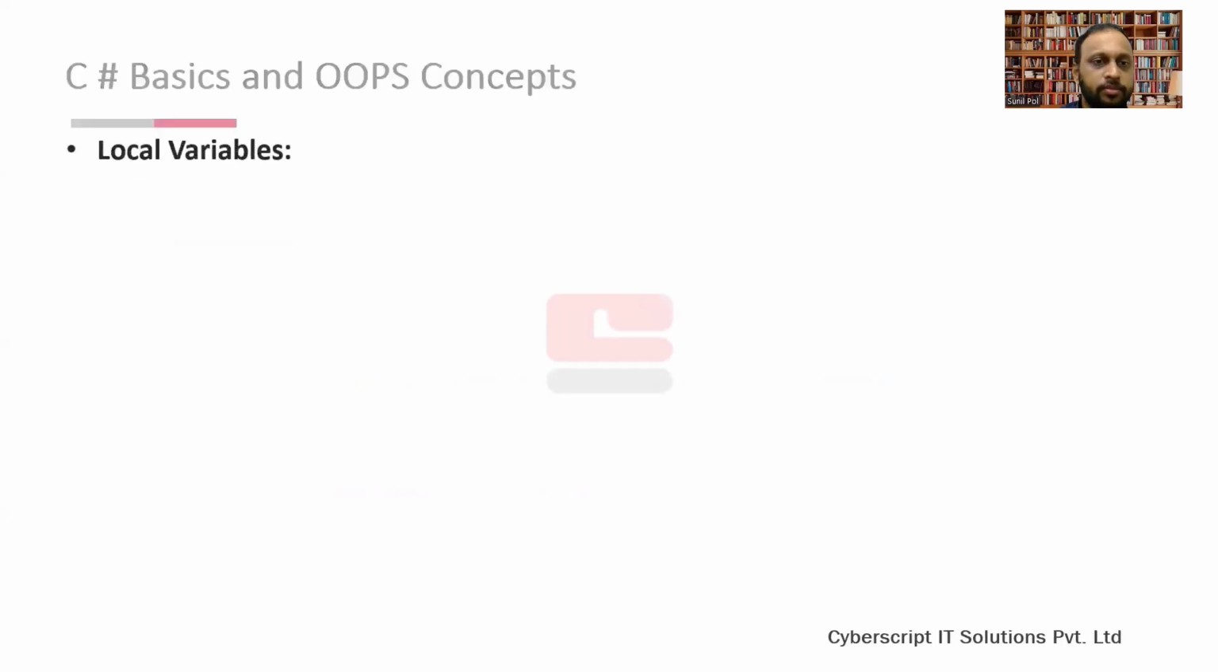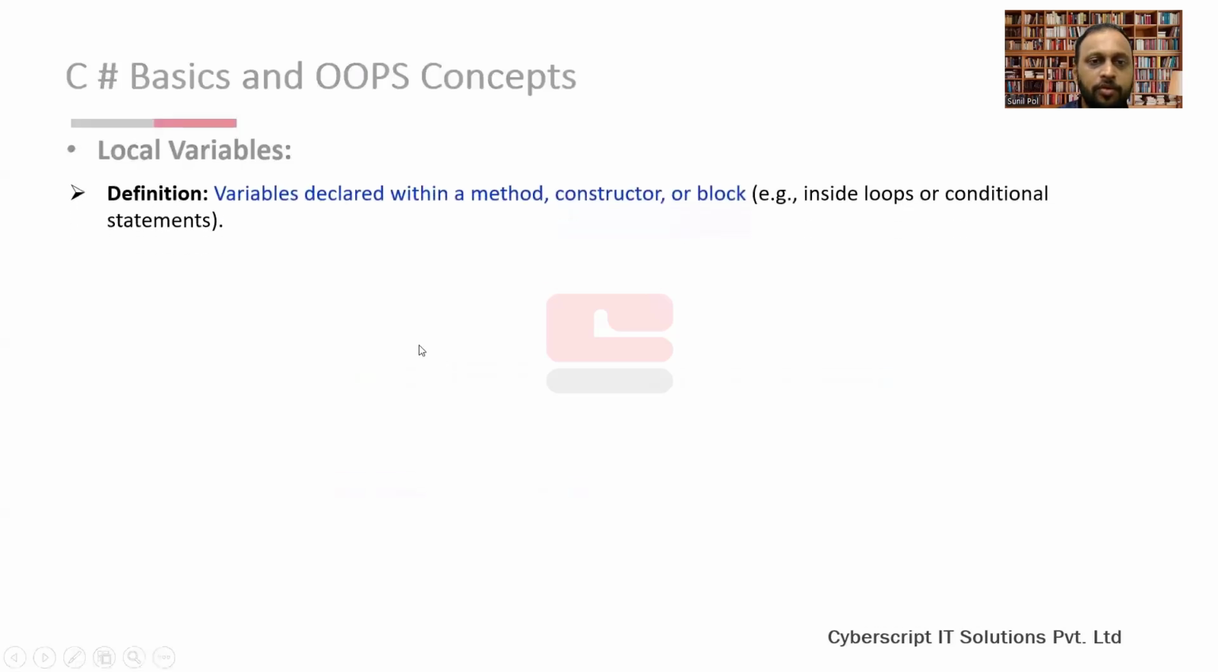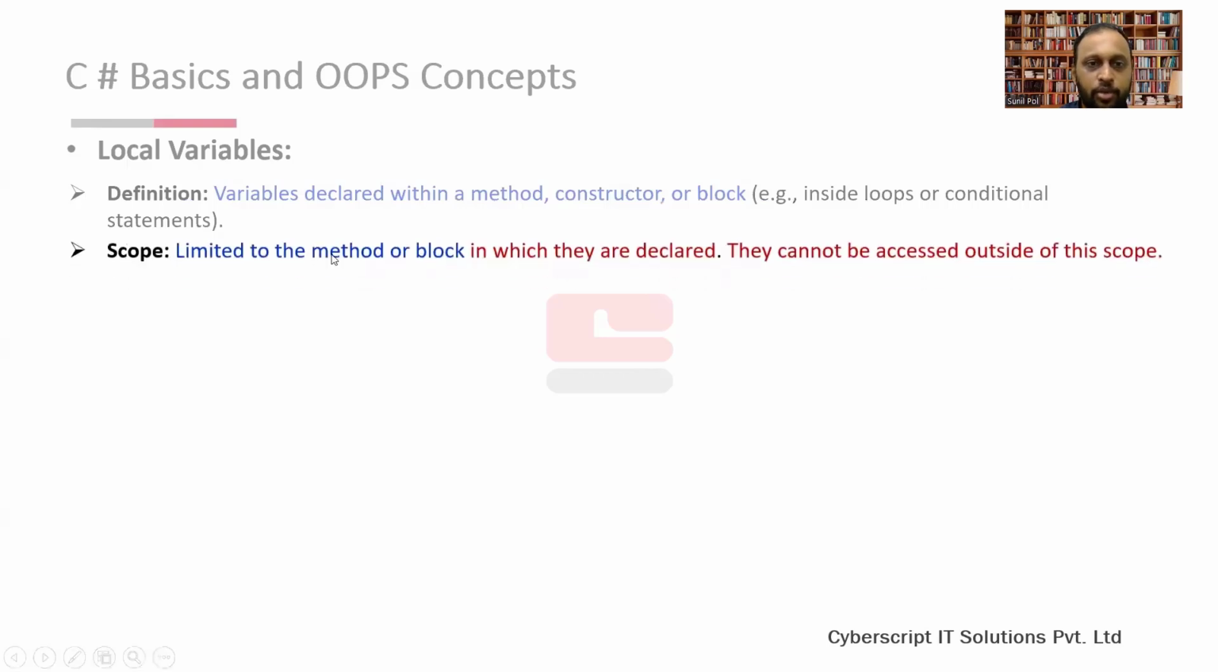So let's discuss local variables first. Variables declared within a method, constructor, or block are called local variables. So inside loops or conditional statements, those variables can be considered local variables. After completion of the method's task, the memory allocated to those local variables would be deleted by the runtime environment. Scope is limited to the method or block in which they are declared. They cannot be accessed outside of this scope.